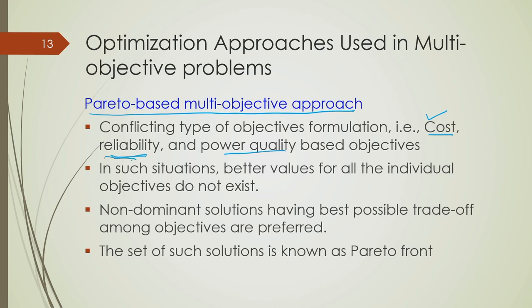Similarly, you have seen different reliability indices considered as different objective functions, which include ENS, SAIDI, SAIFI, etcetera. These are categorized as reliability objectives, and there are also some power quality based objectives, and these objectives conflict with each other. The Pareto based approach is used to solve these objectives simultaneously. The Pareto dominance principle is used to find a set of non-dominated solutions, which neither dominate nor get dominated by any other solution. A set of optimal non-dominated solutions is called the Pareto optimal solution, and if you plot it, we call it a Pareto front.